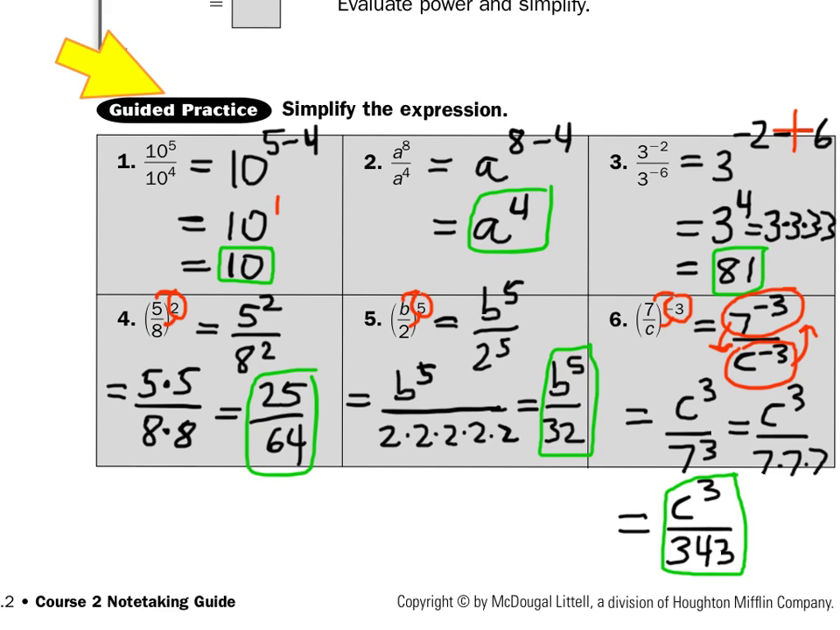And then take a look at the last one, number 6. I have 7 over c in parentheses to the negative 3rd power. So give that negative 3 to the 7 and the negative 3 to the c. So you get 7 to the negative 3rd power over c to the negative 3rd power. Now both those babies aren't happy, so the 7 to the negative 3 is going to go in the pool, and the c to the negative 3 is going to get out of the pool. So that gives us c to the 3rd power over 7 to the 3rd power, and I wrote that out right here, so that's c to the 3rd power over 343.